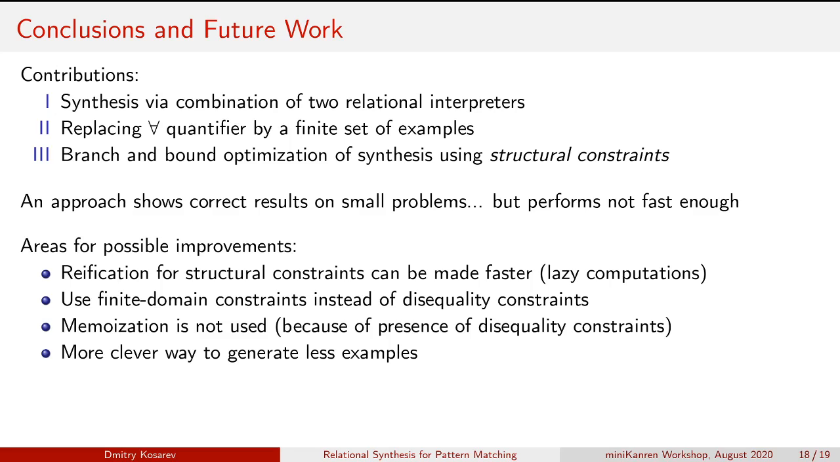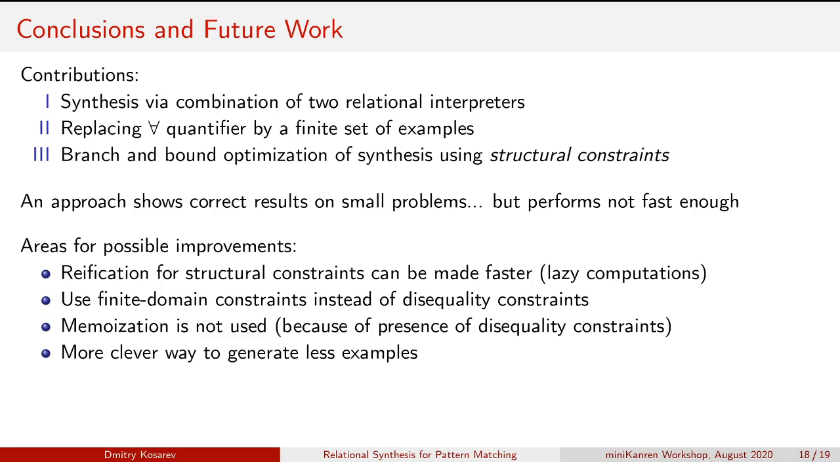So, our conclusions. Our contributions are that we encoded synthesis of pattern matching using 2 relational interpreters. We performed some work to eliminate the universal quantifier that appeared on the road and replace it with a finite set of examples. We also implemented a branch and bound optimization of synthesis, and to do that we added a new primitive called structural constraint to our implementation of miniKanren, which is called OCanren, and it is a typed embedding of miniKanren into the strongly typed functional language OCaml.